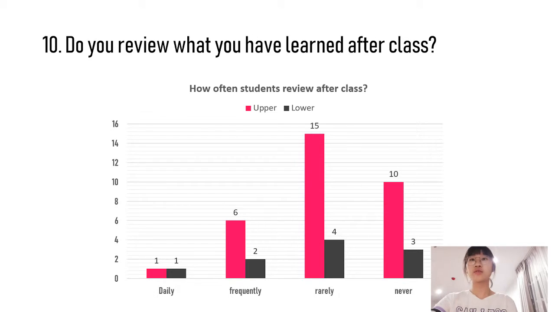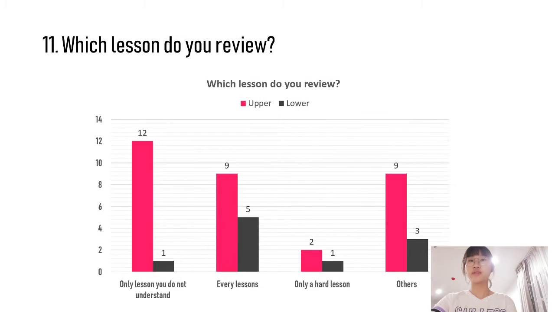Which lessons do you review? Upper grade students answer only lessons they don't understand, followed by every lesson, and only hard lessons as the least. The lower grade students answer every lesson as the most, followed by only lessons they don't understand and only hard lessons equally.